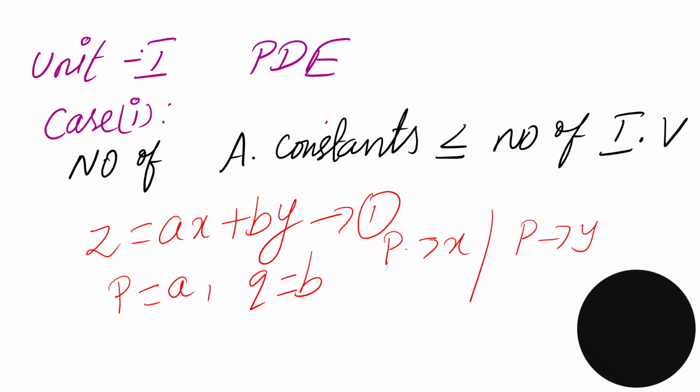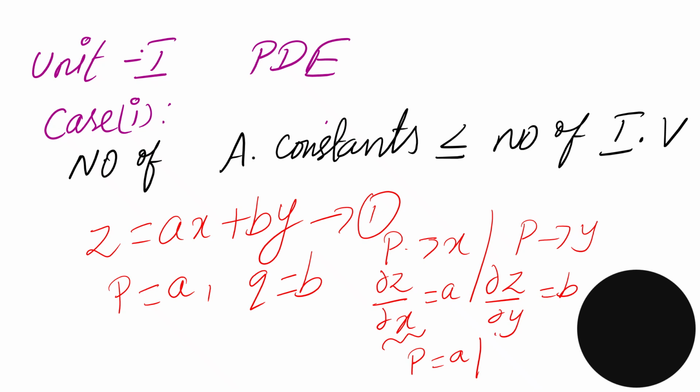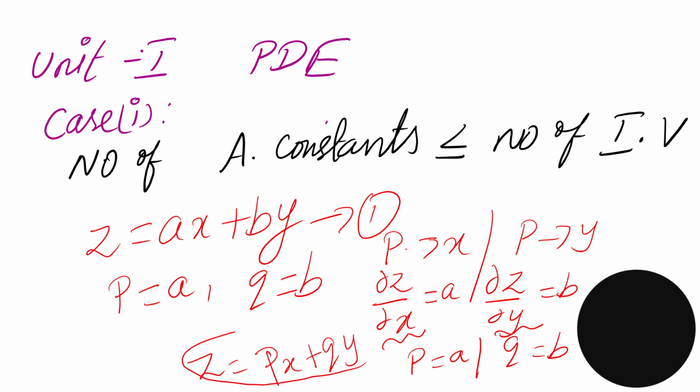So what will happen if you differentiate with respect to x in equation 1? Dou z by dou x equal to a. Here, dou z by dou y equal to b. So this becomes p equal to a, and this becomes q equal to b. Finally, applying p equal to a and q equal to b in equation 1, you can form the PDE. What is the PDE? z equal to px plus qy. So this is the first case.